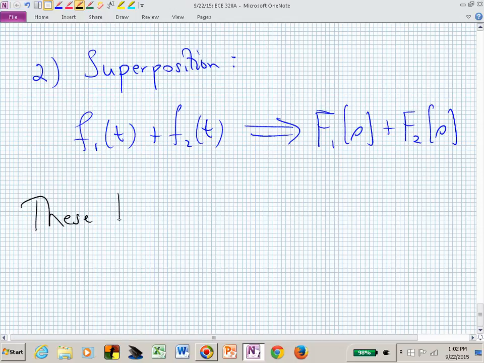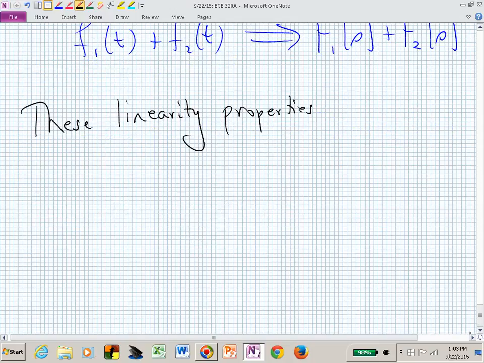These linearity properties, homogeneity and superposition, allow us to now convert differential equations into algebraic equations. And you, I'm sure, like to solve algebraic equations more readily than differential equations.